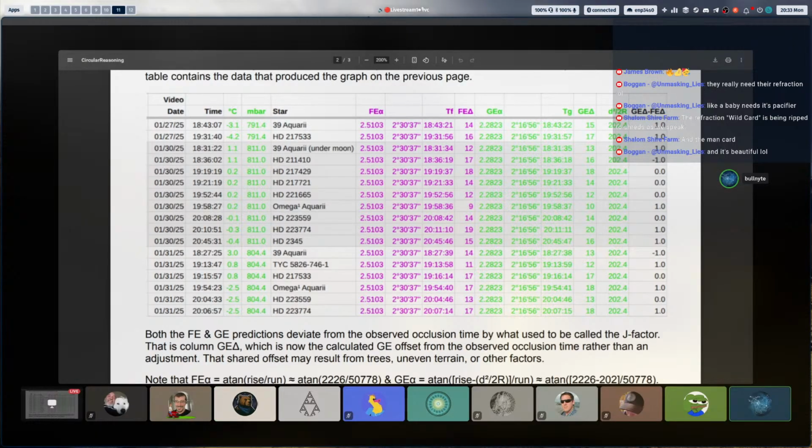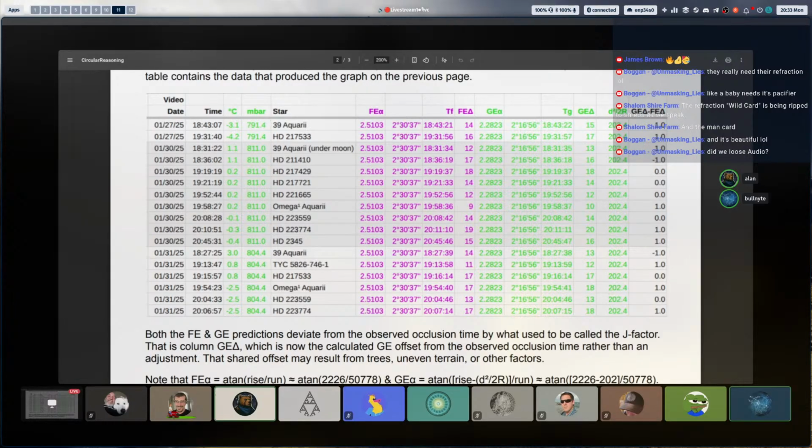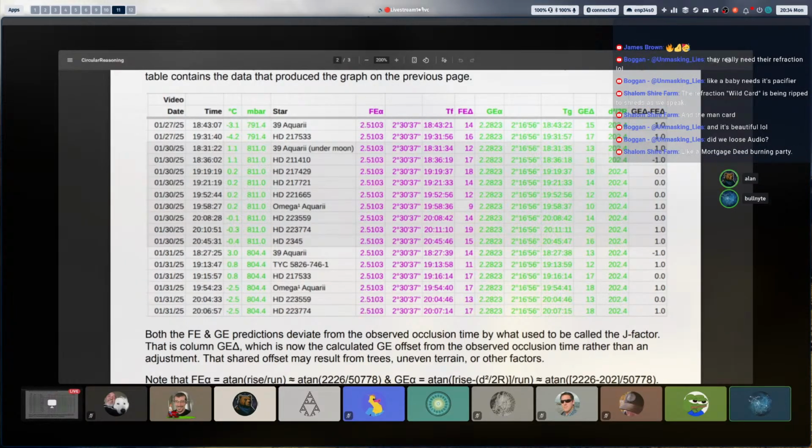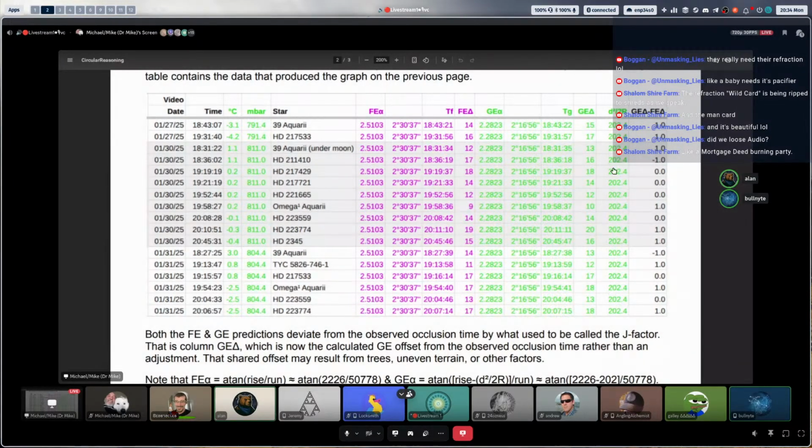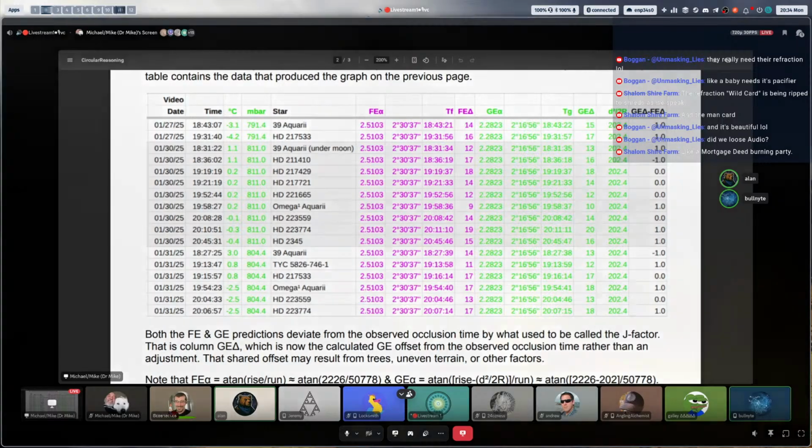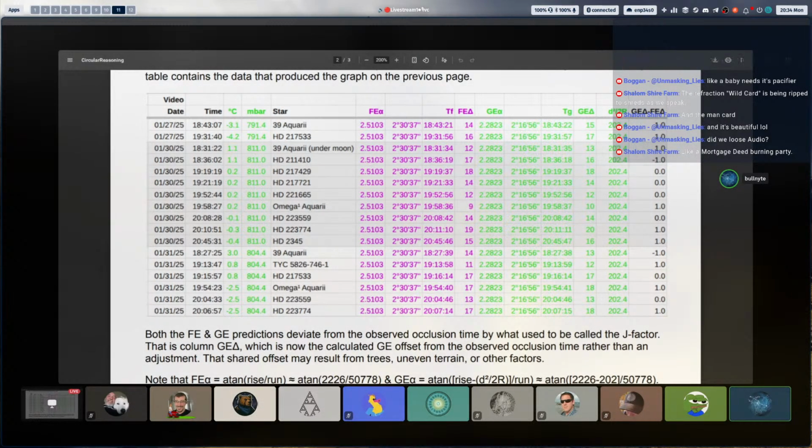Right. I remember there was originally a J factor that was kind of jokingly called the Jesse factor. That was called the fudge factor. Then there's a whole new J factor, right? And the new J factor is delta GE. Well, it's the same thing, but it's not using it as calibration. It's just showing that this is the difference between the two, because it's the actual measured difference between the predicted time and the occlusion time. Okay, I think that makes sense.